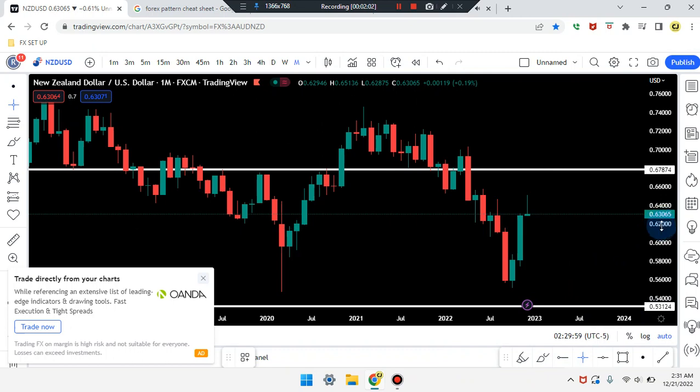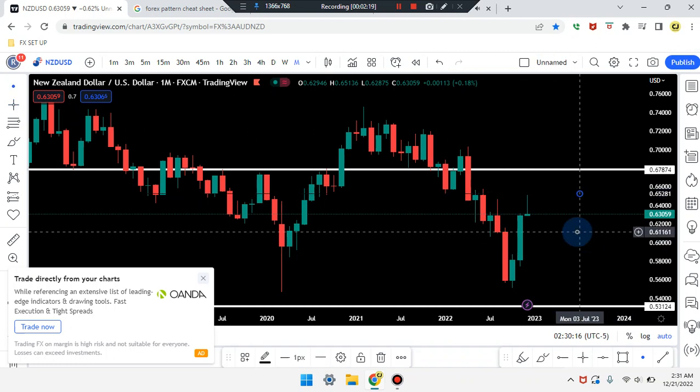Current price is sitting at 0.63065. So if price works its way up, it can head up to that resistance line, tagging the numbers of 0.67874, and before tagging that, it can tag the midpoint, and that would be like the top of that price action wick.